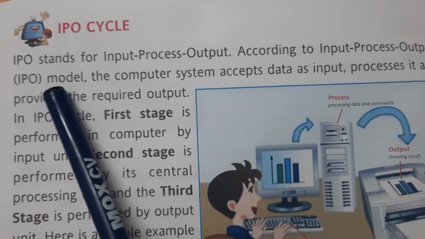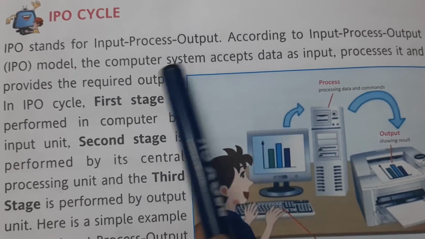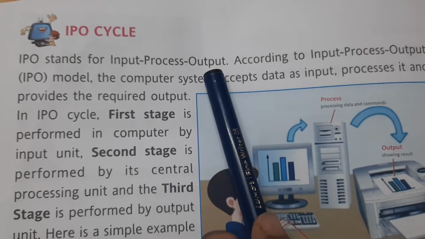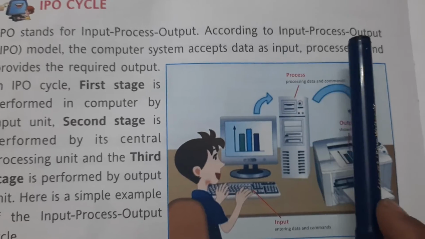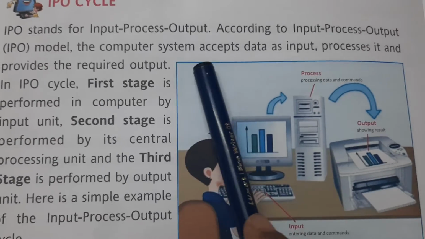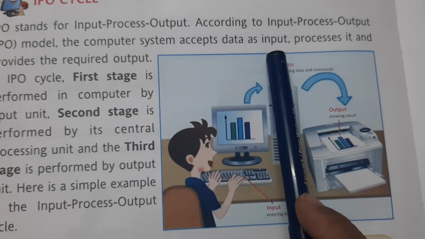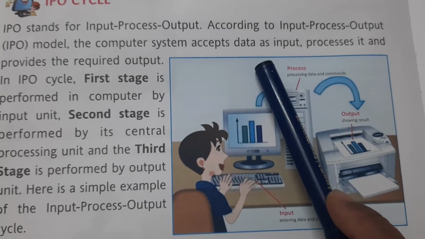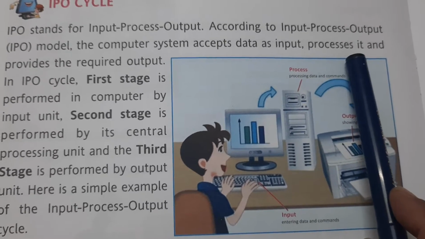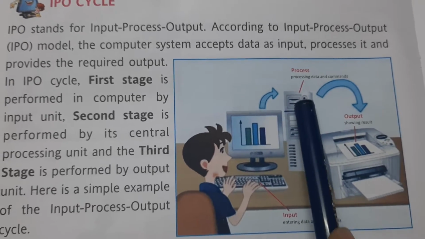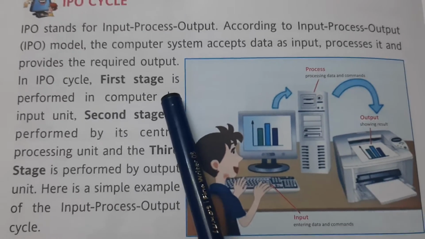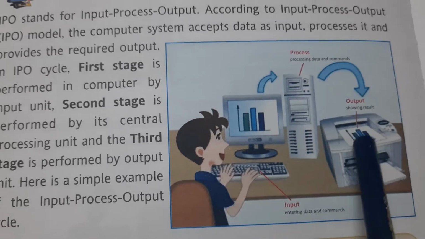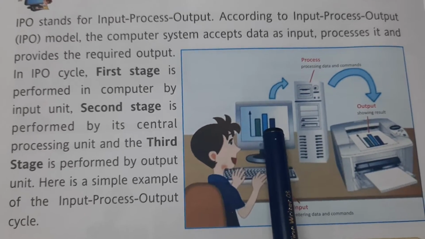Let's start. IPO stands for input, process, output. Means the data that we enter, then processing is done, and then output we get. According to the input, process, output IPO model, the computer system accepts data as input. Means whatever data that we enter into the computer, it accepts it as input, then it processes it. Means whatever the processing is done, it is done in the CPU and provides the required output, and then we get the output, either from output devices like printer or simply on the monitor.